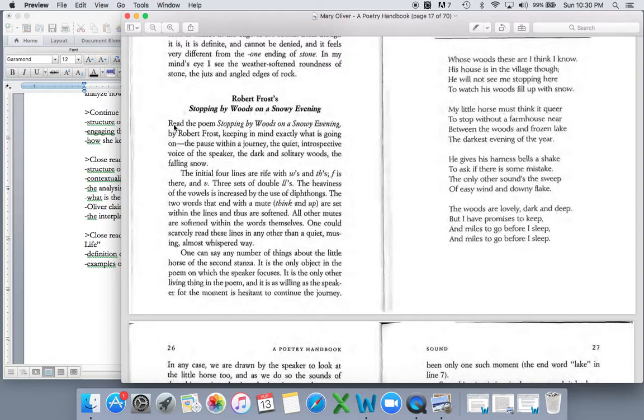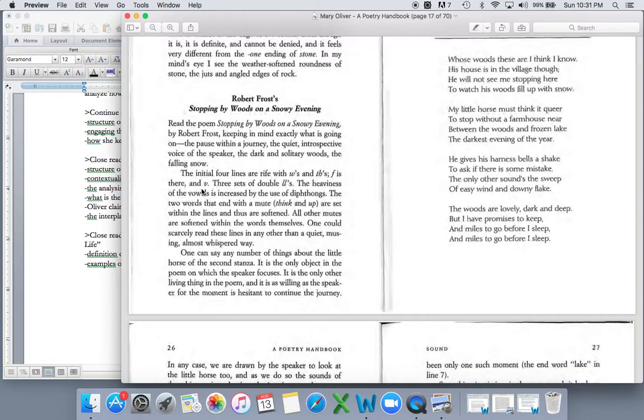She actually, in an interesting way, commands us to read the poem and says, keep in mind exactly what's going on. The pause within a journey, the quiet, introspective voice of the speaker, the dark and solitary woods, the falling snow. She kind of has already done some of the reading of the poem for us. Well, here's the basic story. Here's the characters. Here's the tone. That gets the reader familiar with the poem that's about to be analyzed instead of just jumping right into an analysis. So after this contextualization, this summary of the poem, this story of the poem to get the reader more familiar, then she moves into her analysis.